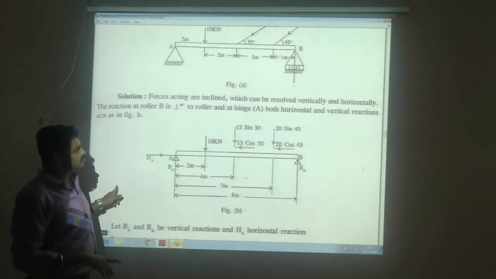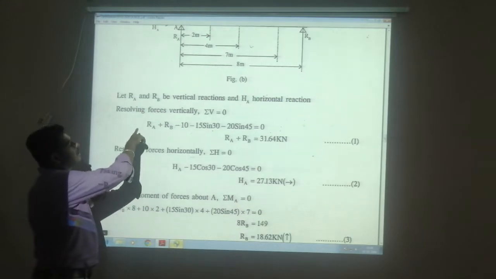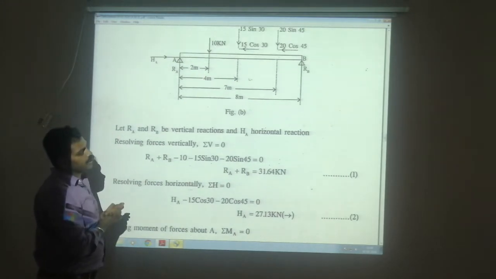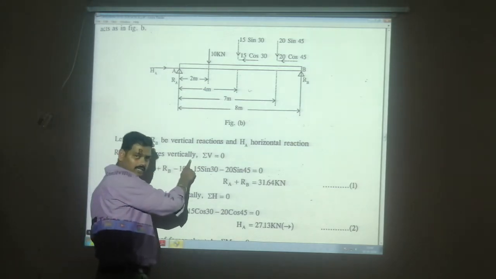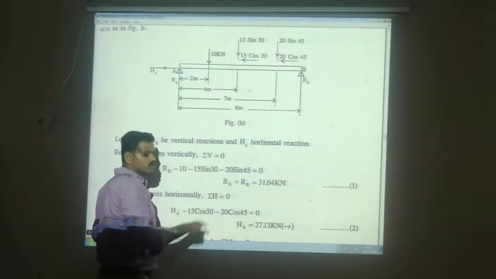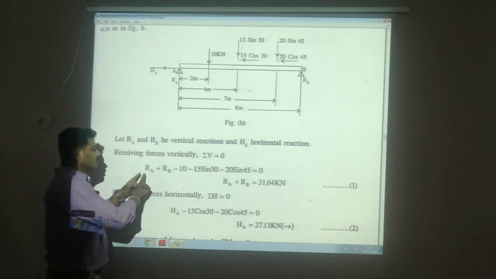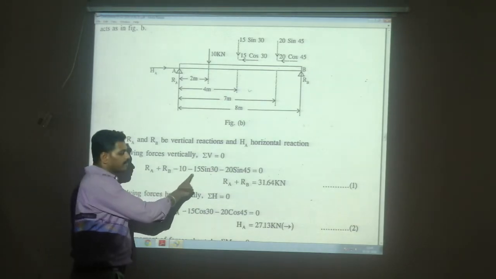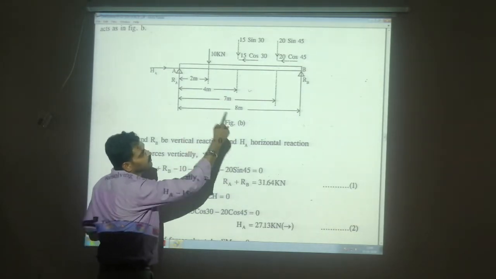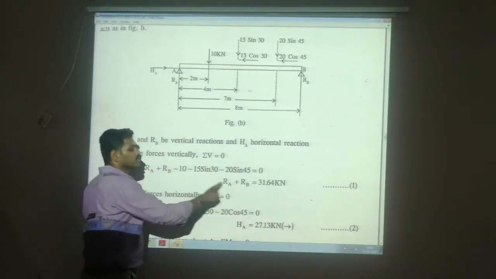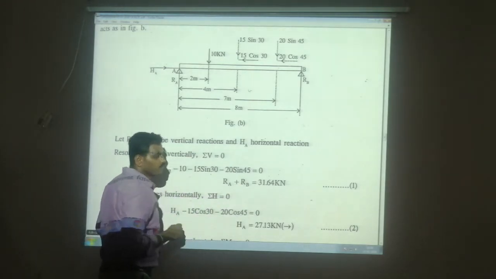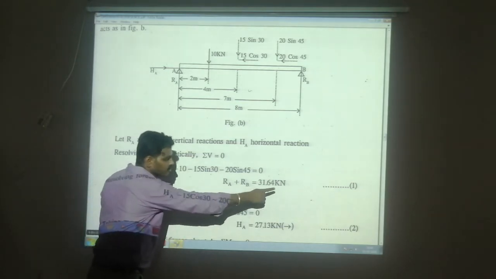Next, let RA and RB be the vertical reactions and HA will be the horizontal reaction. First, resolving forces vertically. Sigma V is equal to 0, vertically upward will be positive. Plus RA plus RB minus 10 minus 15 sin 30 minus 20 sin 45 is equal to 0. Then RA plus RB is equal to 31.64 kilonewton. Call this equation 1.